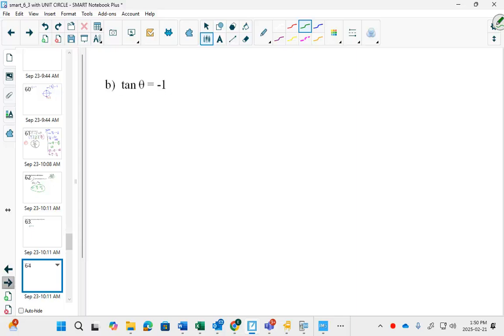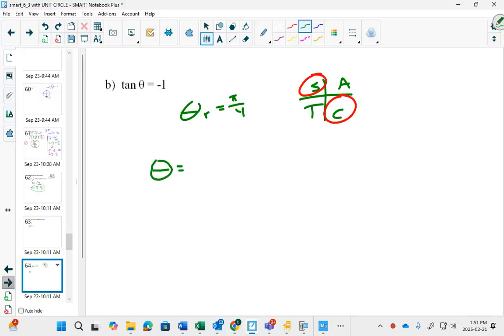Tan of theta. Okay, I go to quadrant 1. Do I ever have 1 for tan of theta? Yes. That's pi over 4. Think about my CAST rule. Tan has to be negative. I need an answer in quadrants 2 and 4. So what is my pi over 4 in quadrant 2? 3 pi over 4.